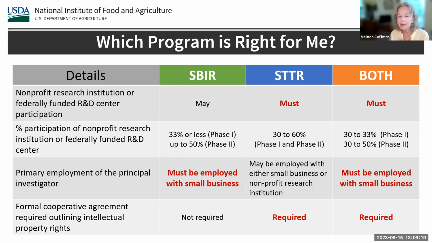So you will work with a nonprofit research institution or a federally funded research and development center. And that participation is optional for SBIR. You may do that. For STTR, you must do that. And if you apply for both in your application, then you must do that.